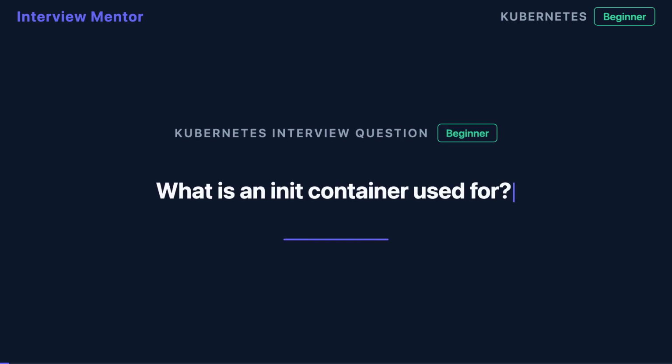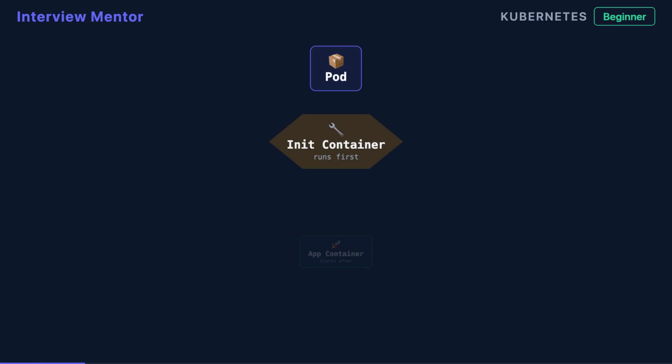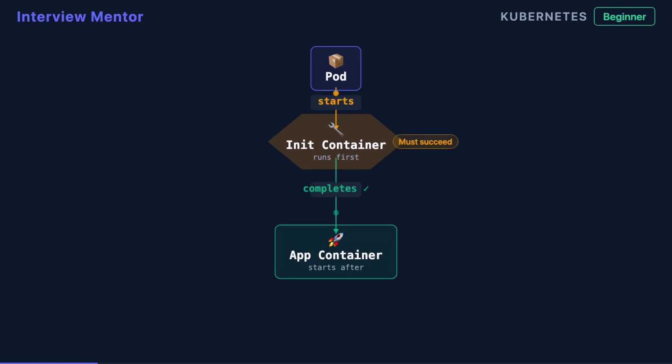Init containers solve a critical problem that trips up most Kubernetes beginners. Your application container starts, but it crashes immediately because a database isn't ready or configuration files are missing. This is exactly what init containers prevent. Init containers are special containers that run before your main application containers start in a Kubernetes pod.